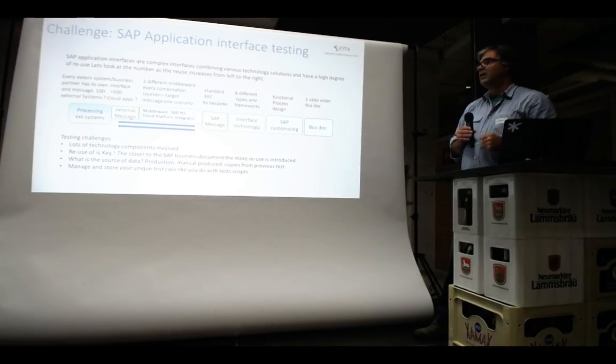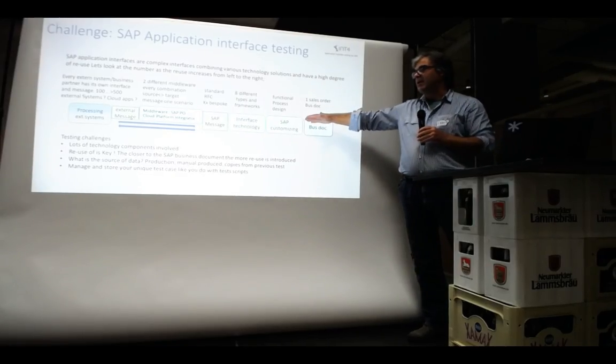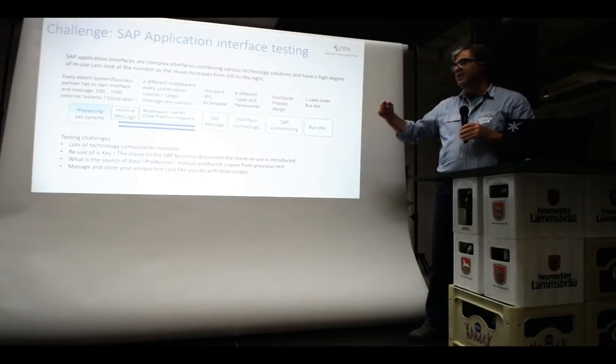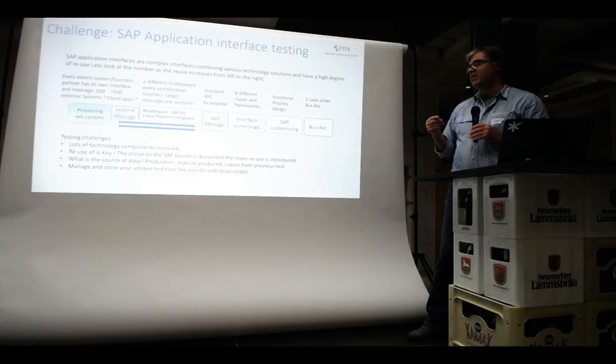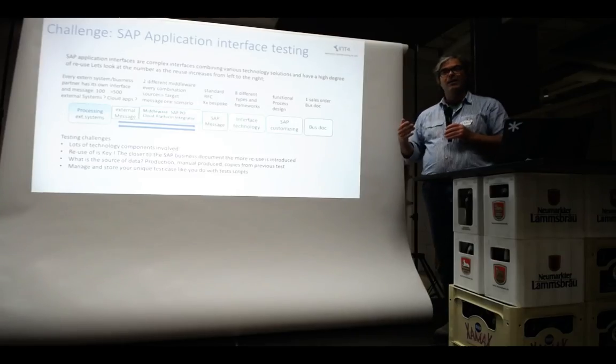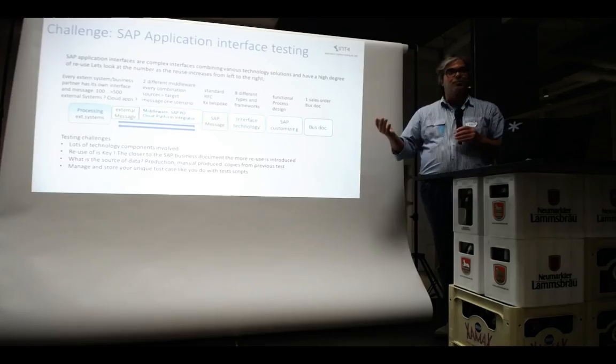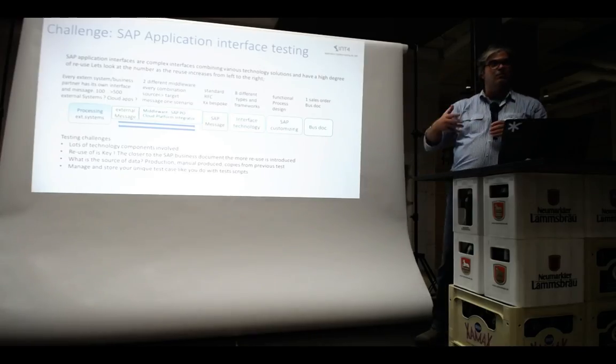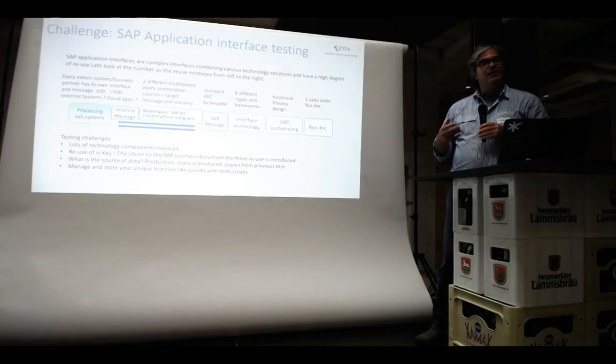There's a lot of technology components involved. Because we do a lot of reuse, we need to make sure that we continuously regression test. The biggest challenge you always see is, where do I get the data from? Every time I want to quickly test an interface, do I just throw some production data against it, or do I quickly edit some data and use that? So that's a real challenge.